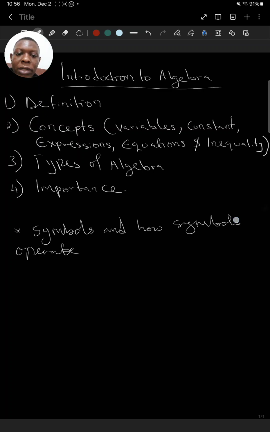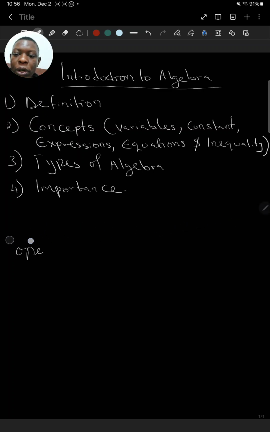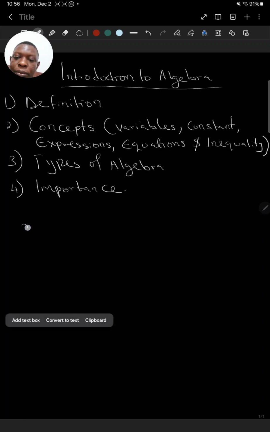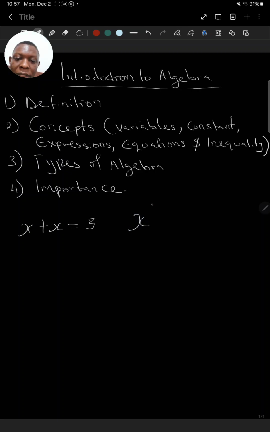What is algebra? Now, you will all agree with me that sometimes in mathematics you will be seeing where alphabets, such as x plus x is equal to 3, something of this nature. You'll be seeing where you'll be having x raised to the power of something like 4 over 5, and you'll be seeing a lot. So whenever you see an alphabet being used, you are dealing with algebra.